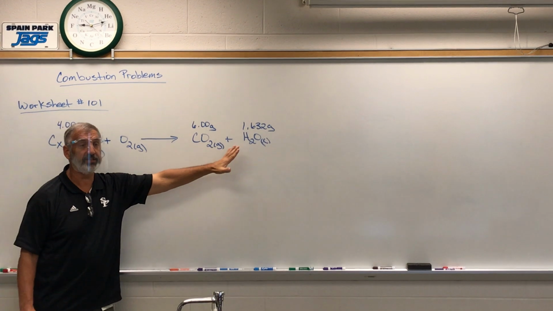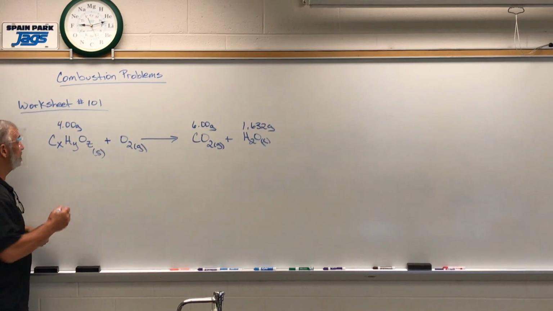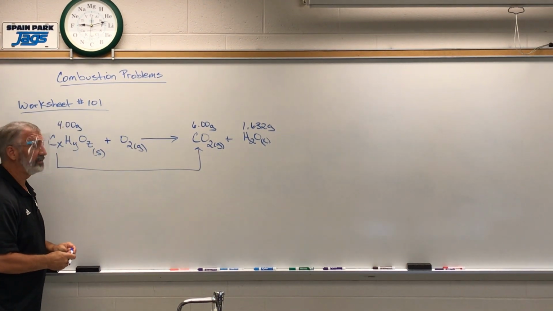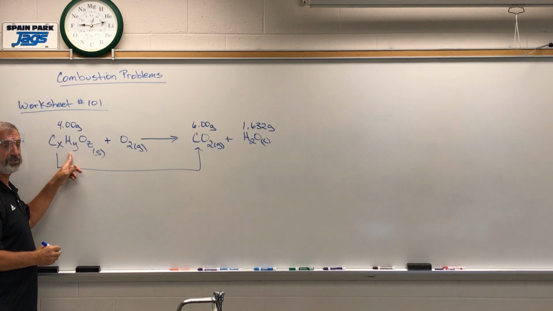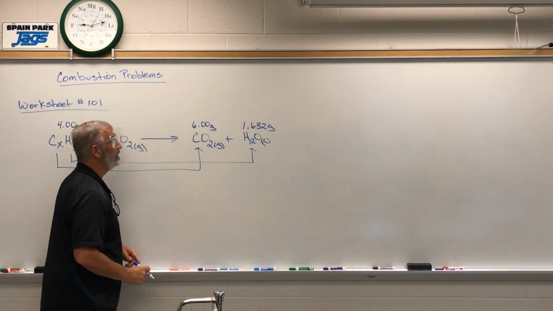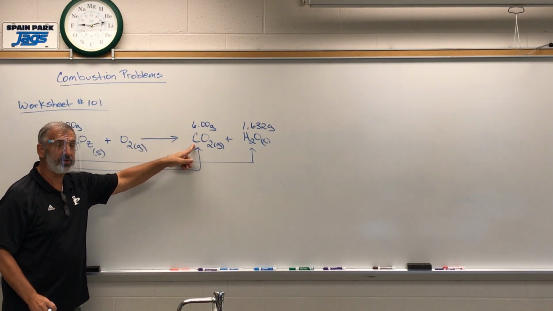None, it's all over here, right? And so where did all this carbon go? To the CO2. That's the only place the carbon went to. Where is the only place the hydrogen went to? To the water. So we can use this to determine the number of grams of carbon present.